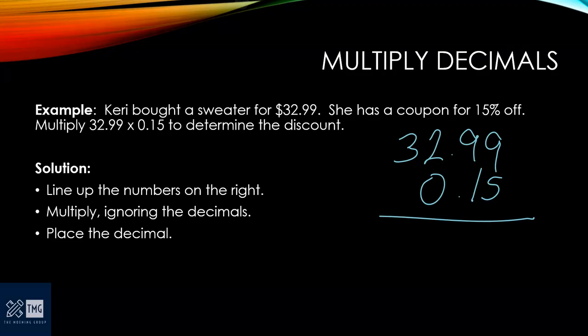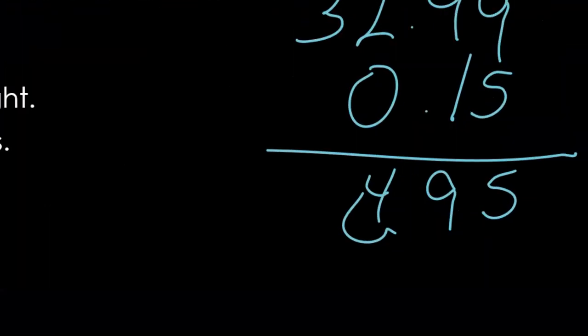As I multiply through with my 5, 5 times 9 is 45, carry my 4. 5 times 9 is 45 plus 4 is 49, carry my 4. 5 times 2 is 10 plus 4 is 14, carry my 1. And 5 times 3 is 15 plus 1 gives me 16. Oh no. Not really sure what happened with my screen.